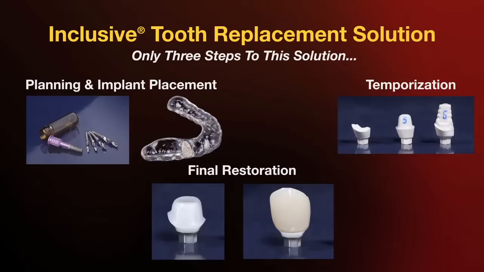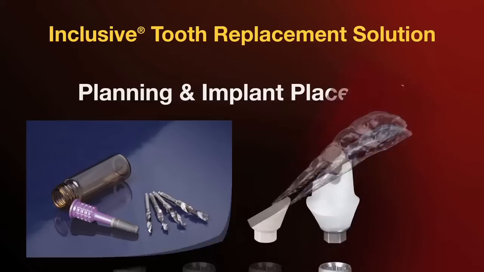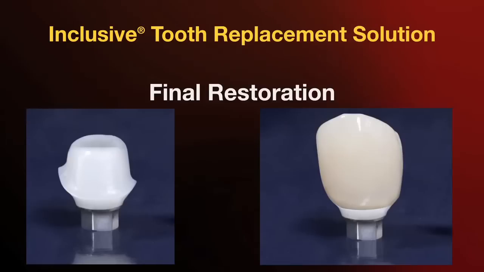Essentially, there are really only three steps to this solution: the planning and implant placement itself, with the necessary implant, drills, and prosthetic guide. Then, once the implant has been placed, you have the option of either temporizing with a custom healing abutment or the custom temporary abutment and matching biotemp. And finally, once the implant is fully integrated, a final impression is taken with the custom impression coping, and a final custom abutment and crown are fabricated. The choices are either a titanium custom abutment, a zirconia custom abutment, or a hybrid of the two with the accompanying Bruxer or Emax crown.